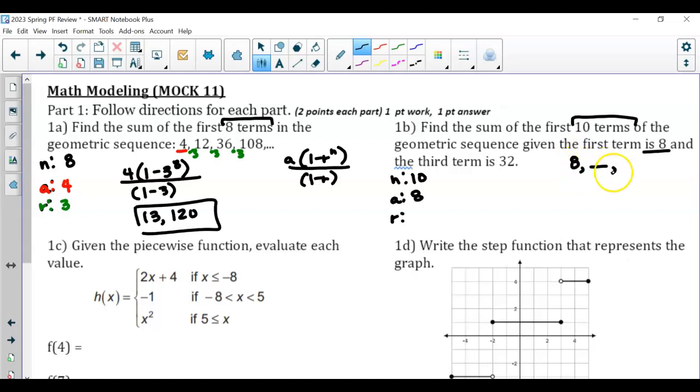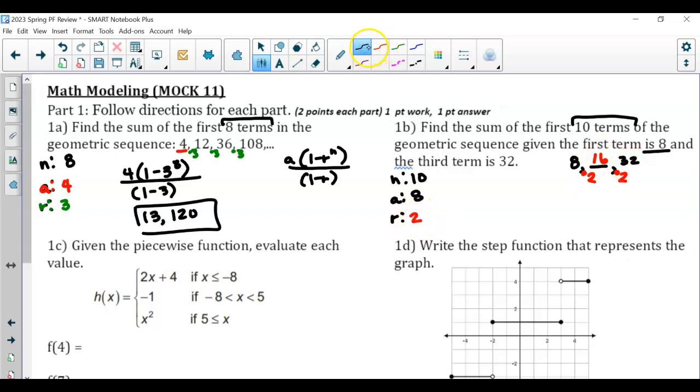We're missing the second term, but we know the third term is 32. So what do we keep multiplying by to extend this pattern? Well, we keep multiplying by 2, because 8 times 2 is 16, and then 16 times 2 is 32. So we keep multiplying by 2.